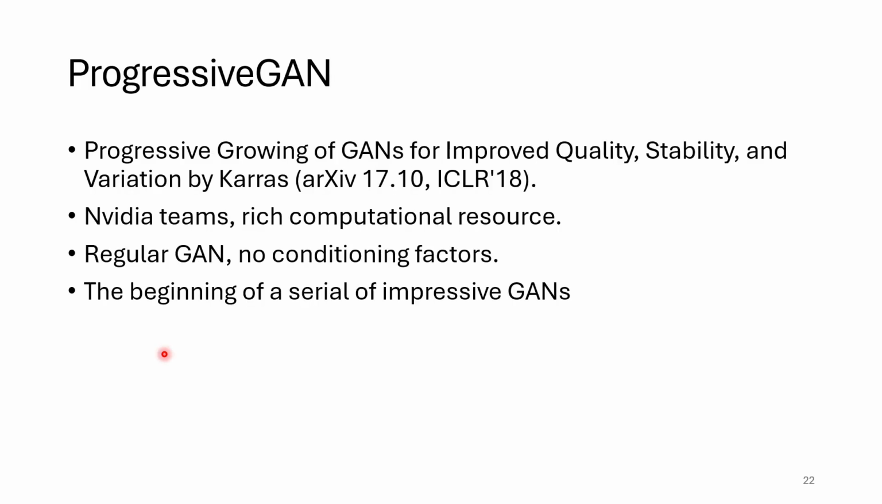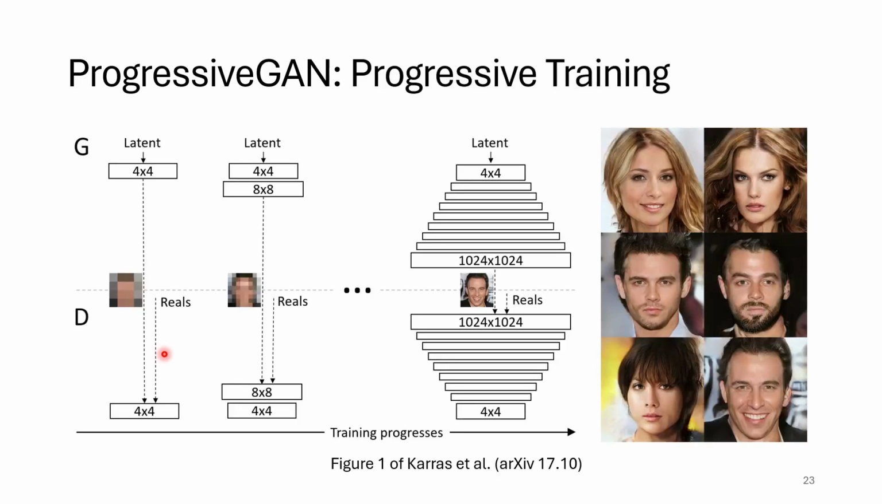First, they found GAN is difficult to train. It is very easy to corrupt. So how to address the problem? They proposed a method to train the GAN progressively. So what does it mean?